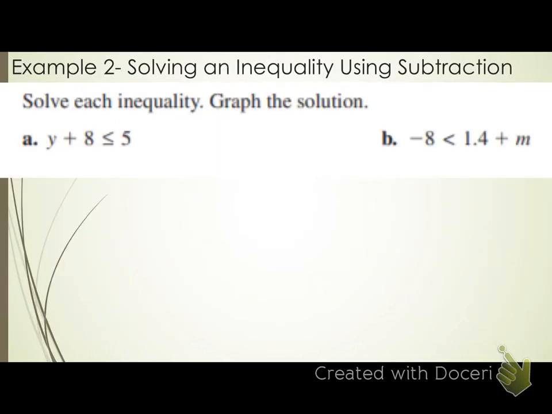So, some examples here. Y plus 8 is less than or equal to 5. If 8 is being added to y, what's the inverse of addition? Subtraction. So I'm going to subtract what from both sides? 8. 5 minus 8 gives me -3. Y is now by itself. There's my solution. Are there any questions, comments, confusion about anything we're doing?